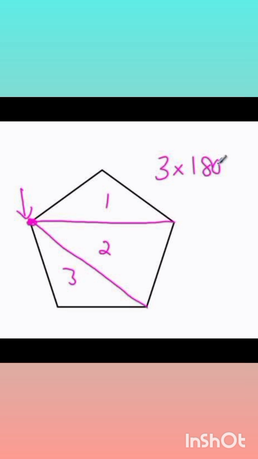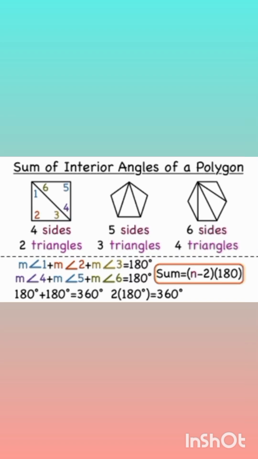In the case of a pentagon, it is a five-sided figure. We can see there are three different triangles in it. So the sum of the inner angles of a pentagon will be 3 into 180 degrees, that is 540 degrees. Next we consider a hexagon. A hexagon is a six-sided polygon. Here you can see in the picture that the hexagon can be split into four different triangles.